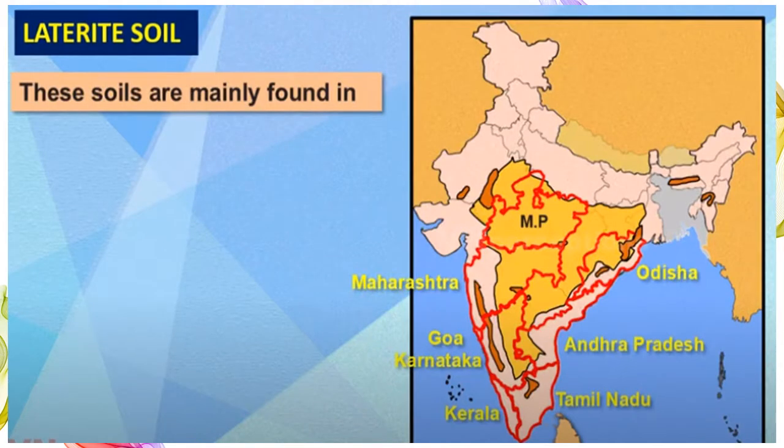Here we see these soils are mainly found in states like Maharashtra, Goa, Karnataka, Kerala, Tamil Nadu, Andhra Pradesh and Odisha. These soils are more prone to erosion. Only after adopting appropriate soil conservation techniques, particularly in the hilly areas of Karnataka, Kerala and Tamil Nadu, these soils are very useful for growing tea and coffee. Red laterite soils in Tamil Nadu, Andhra Pradesh and Kerala are more suitable for growing the cashew nut crop.